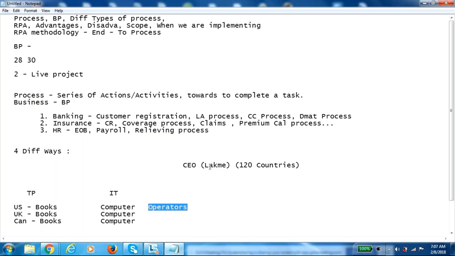But there is one problem here. For example, in the UK, every day this operator takes care of entering data. But this operator is on leave today. Suddenly he is on unplanned vacation. So this UK data we cannot share with the CEO. Next, sometimes in Canada, these operators ask for more salaries. If you give us more pay, then only we can work. In that case, the work will be disturbed.